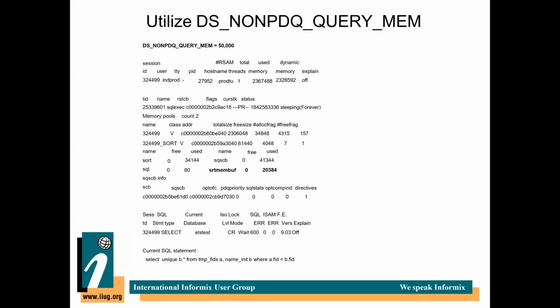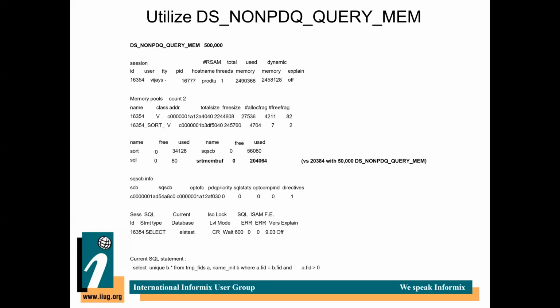Here's an example of using DS non-PDQ query mem. We set it equal to 50,000, and here you'll see down here it uses the sort mem buff in the query statistics. So here is a case, again, that shows the sort memory buff.